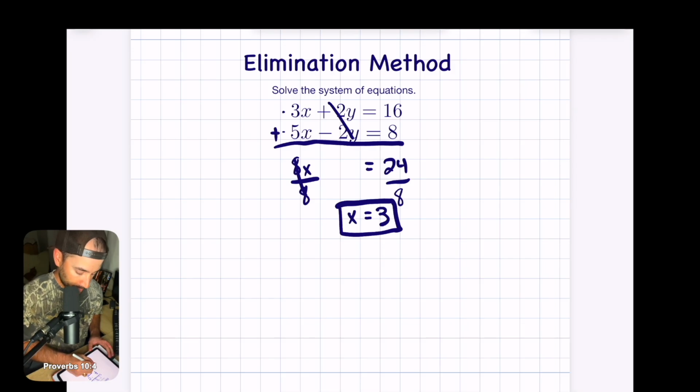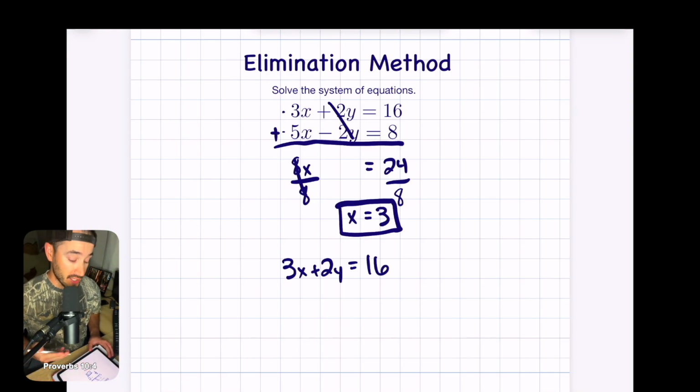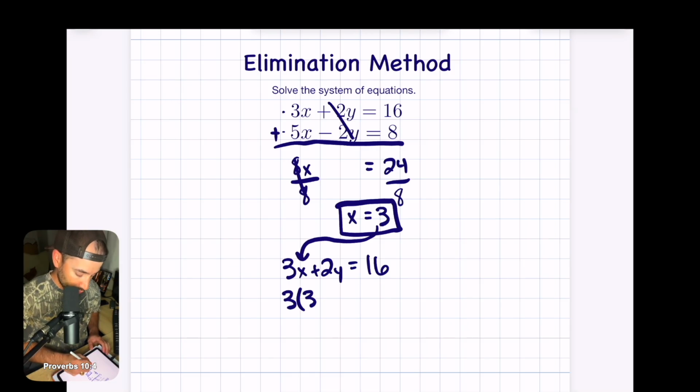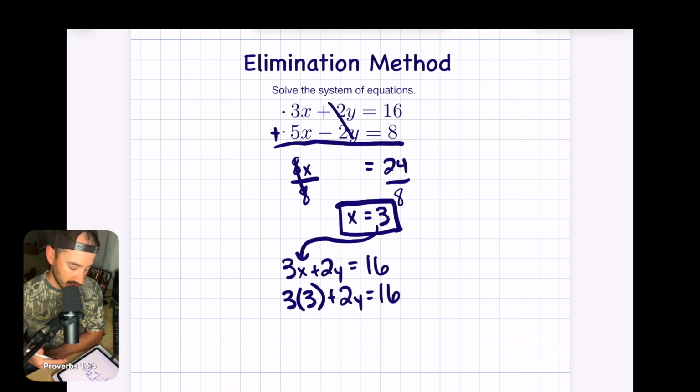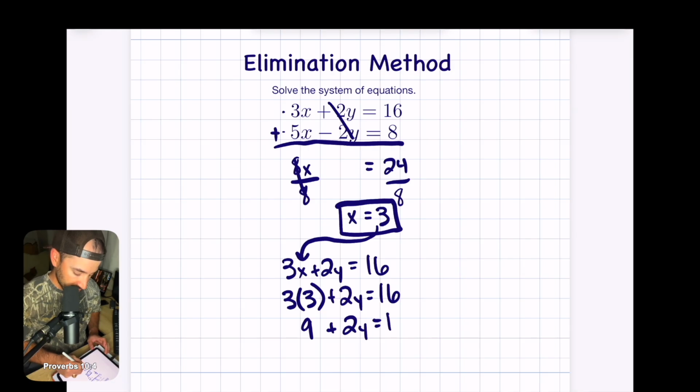So I'm going to rewrite it. We have 3x plus 2y is equal to 16, and we know that x is equal to 3, so we can just plug in 3 for x and solve the equation for y. If I rewrite that, it'll be 3 times parentheses 3 plus 2y is equal to 16, and now we can just solve this equation. So 3 times 3 is 9 plus 2y is equal to 16.